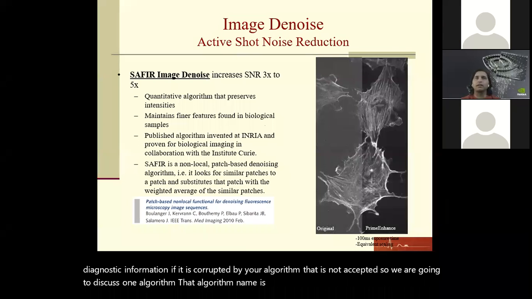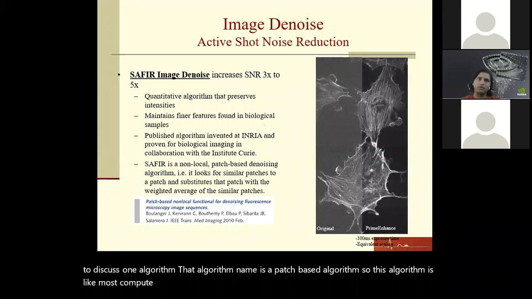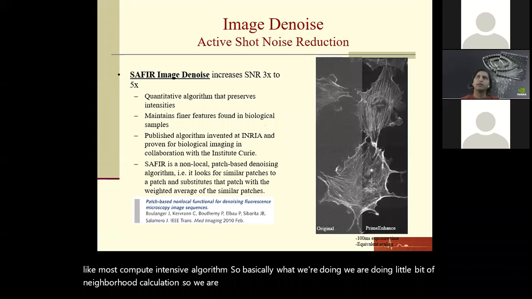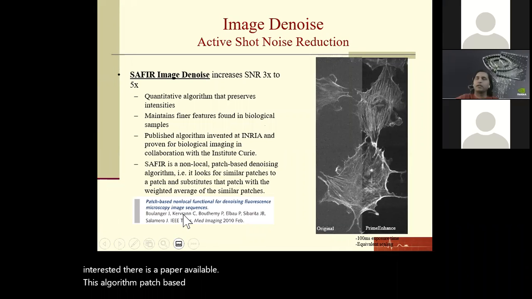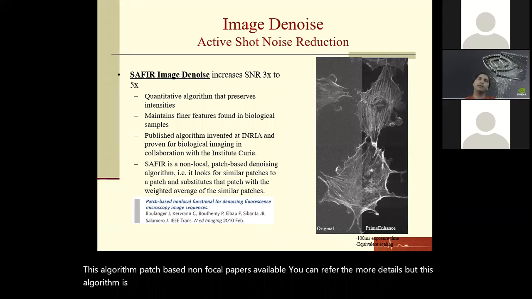This algorithm is the most compute-intensive algorithm. Basically, we are doing a bit of neighborhood calculation. We will go into more detail about this algorithm, but whoever is interested, there is a paper available on this algorithm, patch-based non-local means. You can refer to it for more detail. This algorithm is more suitable for most biomedical image denoising, and it is compute intensive. That's why we selected this one to discuss today.